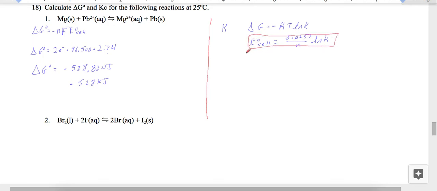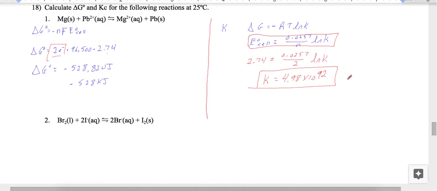So we end up with 2.74 is equal to 0.0257 divided by 2 again. There's that 2. And then ln of K. Do your math, rearrange. K is equal to 4.98 times 10 to the 92nd. Goodness. So there is our answer there. That is a terrible number. All right. So there's that.